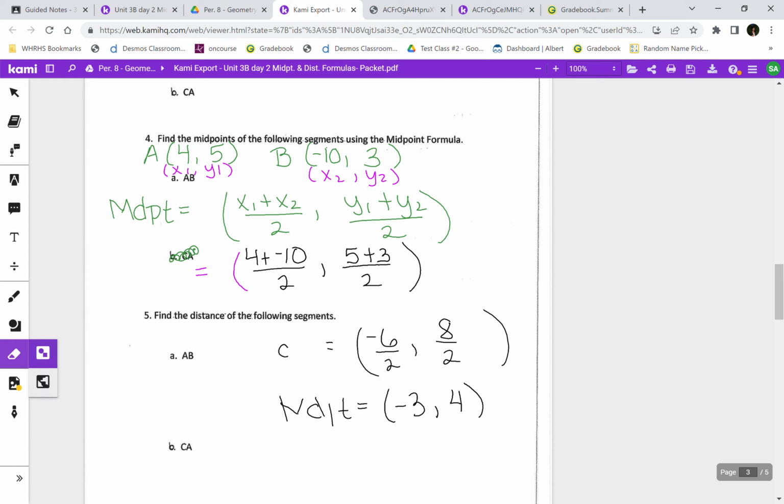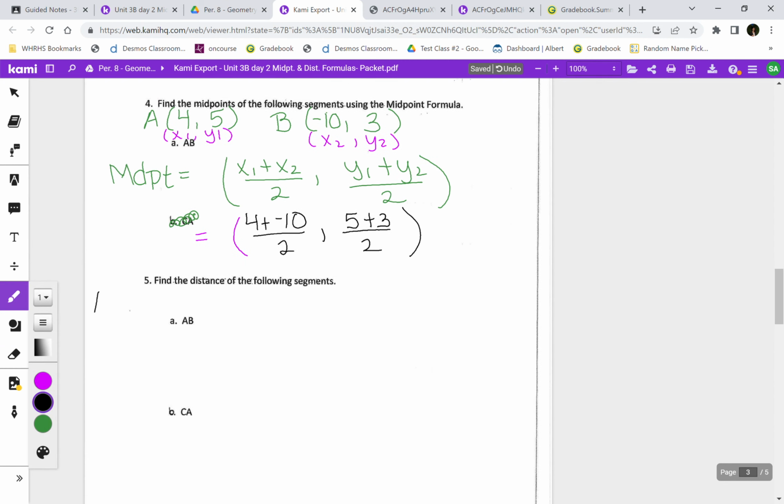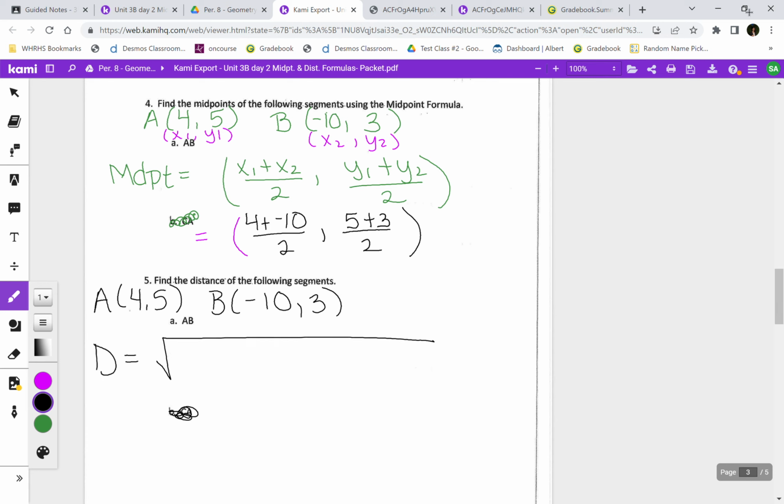All right, so now I want to take the same coordinates A, which is 4, 5, and B, which is negative 10, 3. And now this time I want to find the distance between the 2 points. When I find the distance between the 2 points, is it going to be a point or is it going to be a length? It's going to be a length, so we're not writing it as a coordinate, right? It's just going to be how long it is. So we're going to use the distance formula. To use the distance formula, we're going to say the square root of x2 minus x1 squared plus y2 minus y1 squared.